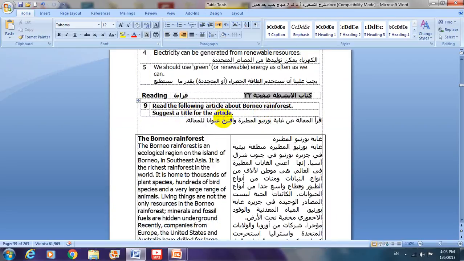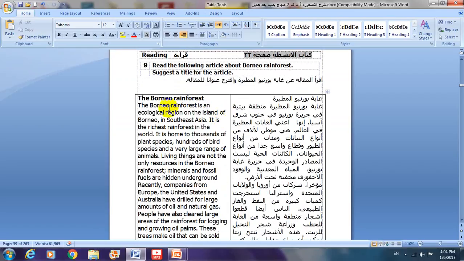9. Read the following article about the Borneo rainforest. Suggest a title for the article. The Borneo rainforest. The Borneo rainforest is an ecological region on the island of Borneo in Southeast Asia. It is the richest rainforest in the world. It is home to thousands of plant species, hundreds of bird species, and a very large range of animals. Living things are not the only resources in the Borneo rainforest.